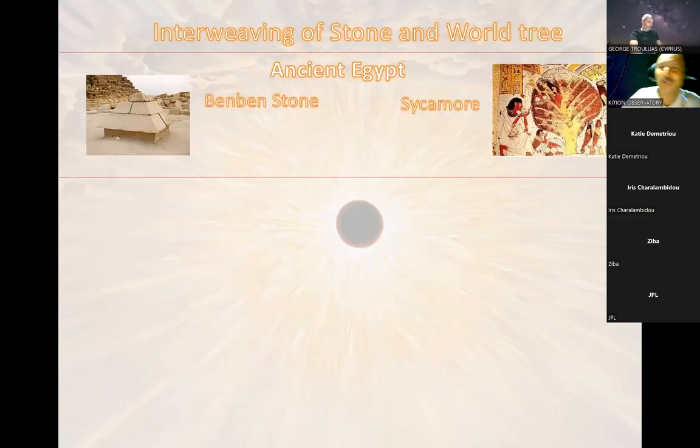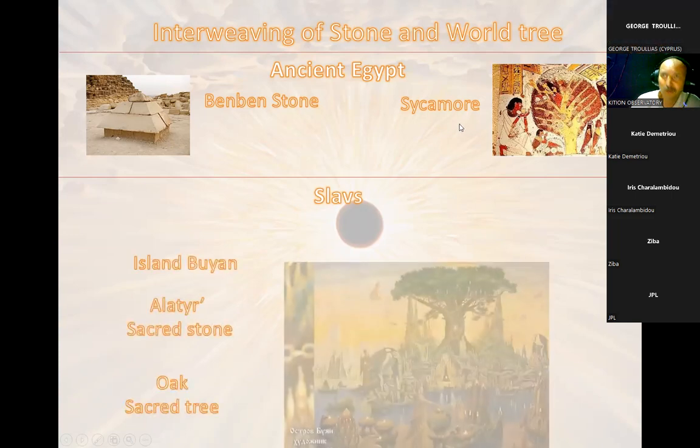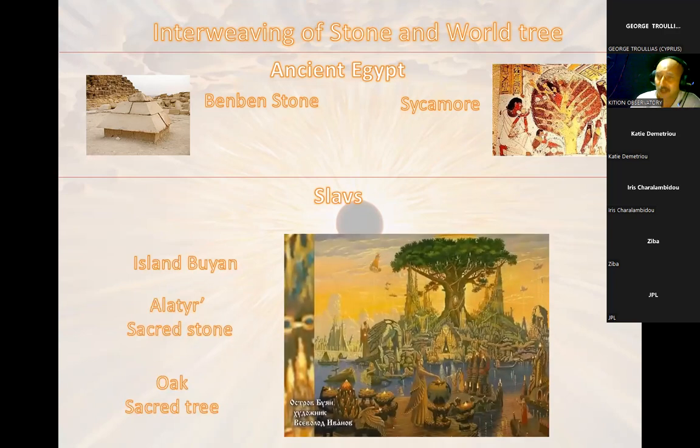Okay, we have one interesting thing here. It's interweaving. There is coexistence of stone and world tree in the same myth. For example, in ancient Egypt, the Benben stone or primeval mound exists together with the sycamore in the Old Kingdom period. Or in Slavic culture, for example, there is the island Buyan. Now we know that it should be an island in the sky. And there is a sacred stone on this island, named Alatyr, and there is a sacred tree, oak, and they exist together simultaneously in the same place.